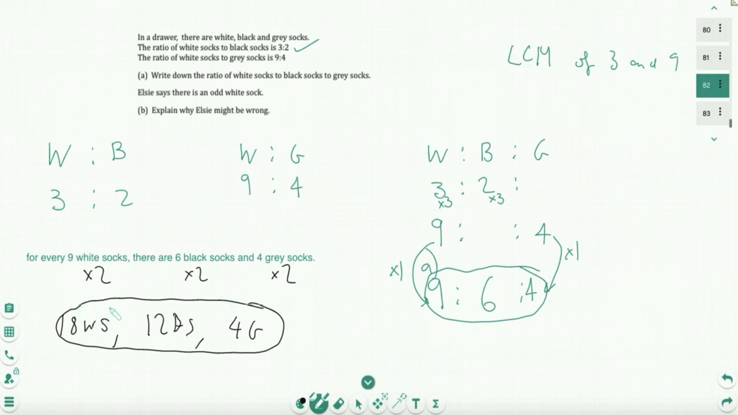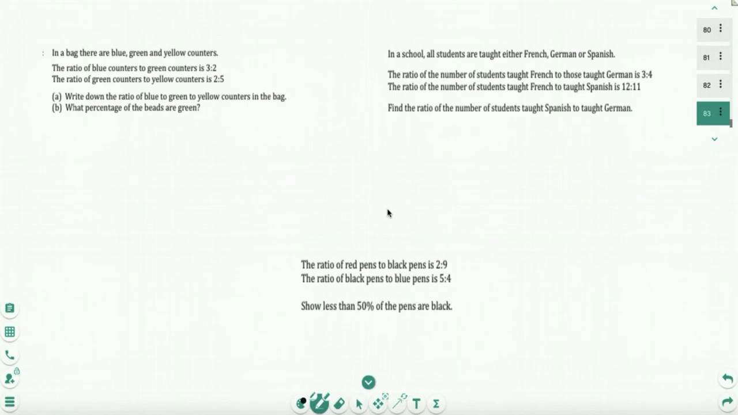Look, the number of white socks is even. But if we simplify it, it'll give us a ratio of 9 to 6 to 4. The ratio doesn't tell us how many socks there are. It just tells us the relationship between the numbers of socks. So we've just proved that there doesn't have to be an odd number of white socks. Here guys, here are some questions you can try in your own time to practice this concept.